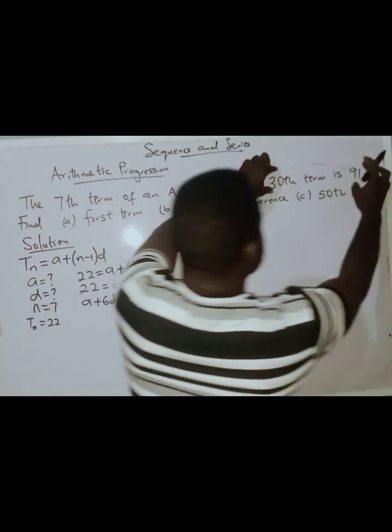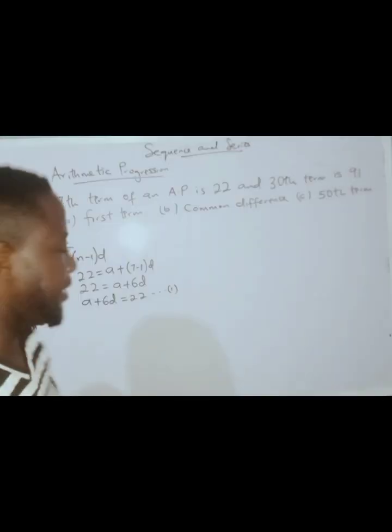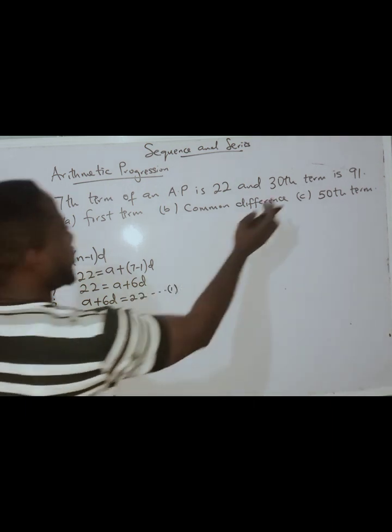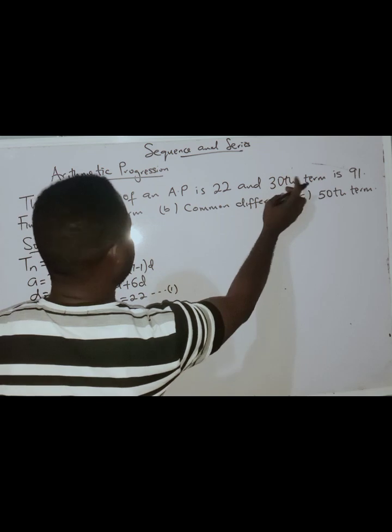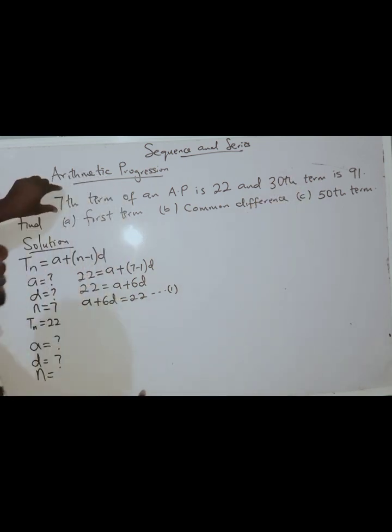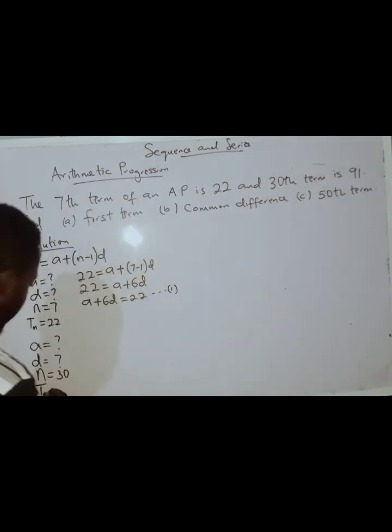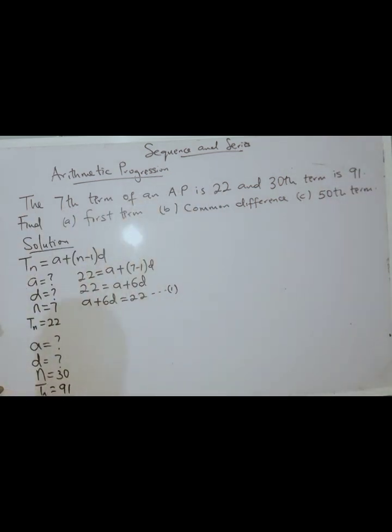Now let me move to this. The 30th term is 91. So I'm going to do the same thing. A is also unknown, d is also unknown. Now our n is going to be what? Don't forget the n here was 7, so our n here is going to be 30. And the Tn here will now be what? The 30th term equals 91. So the Tn will be 91, which is also the same thing as T30.